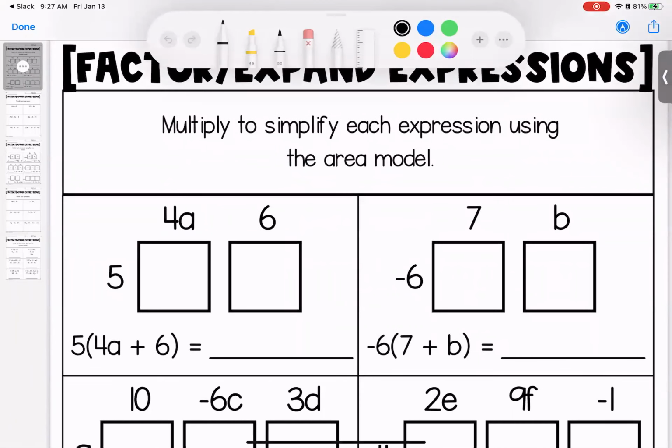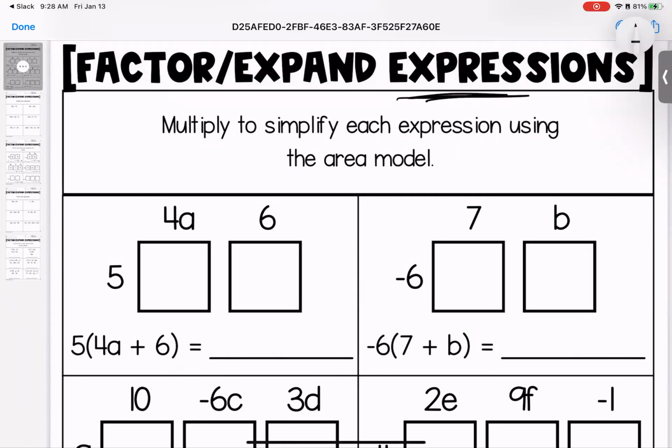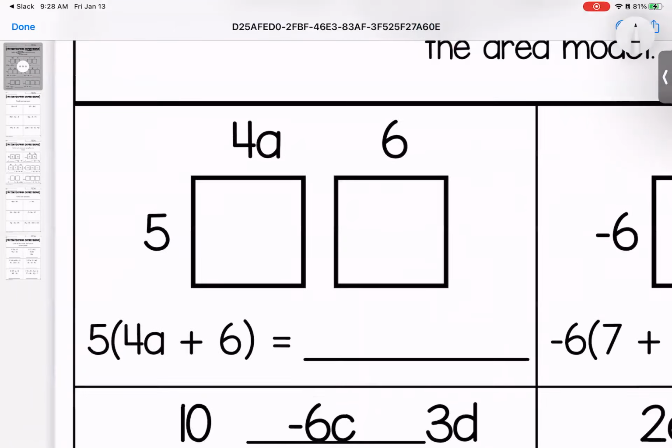Hey kiddos, it is time to factor and expand some expressions. Remember, when we're talking about expressions, we're not going to have a final answer. We're trying to simplify, okay? Simplify. So let's take a look.